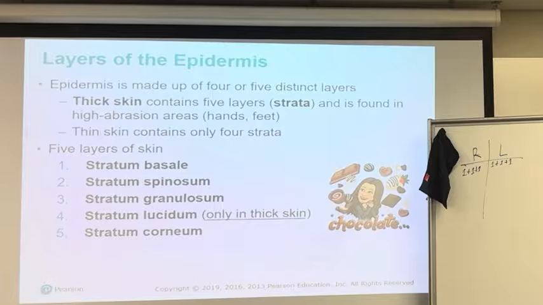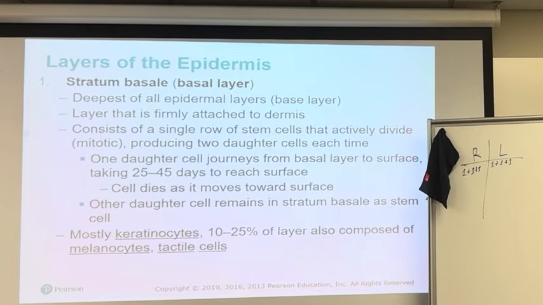Then the topmost layer or the thickest layer is the stratum corneum. Okay. When they reach stratum corneum, they are already dead. Okay. Those are the dead cells.